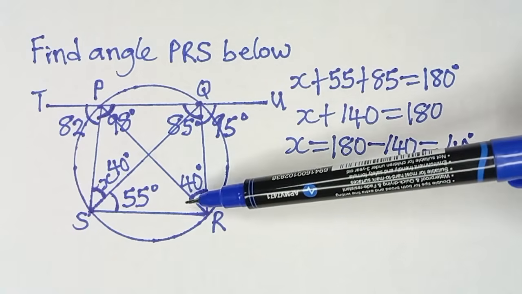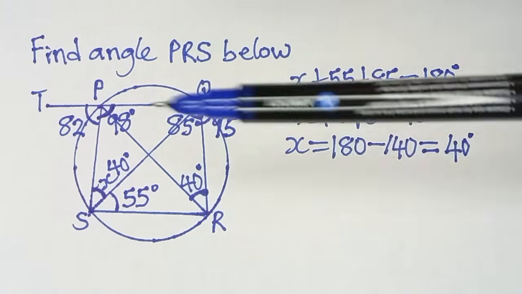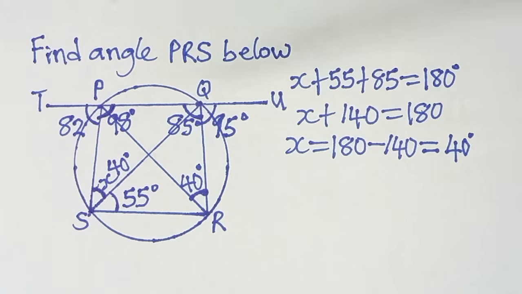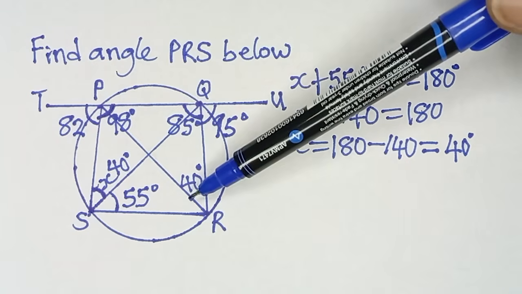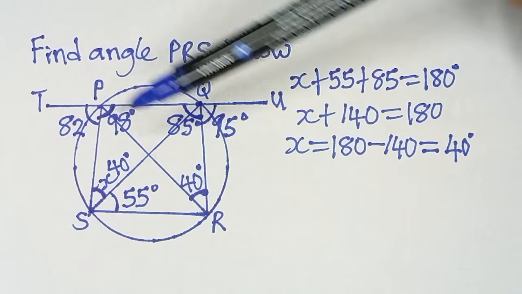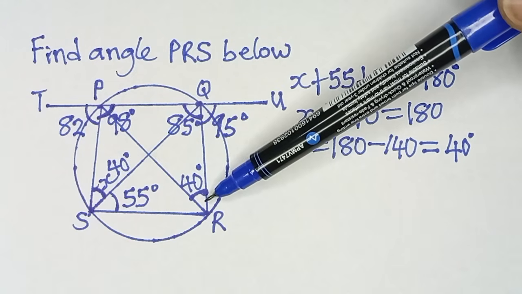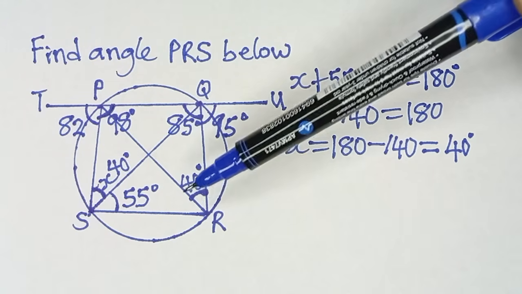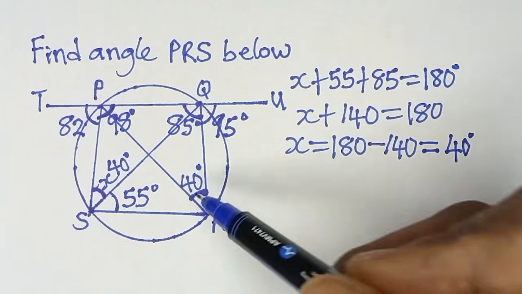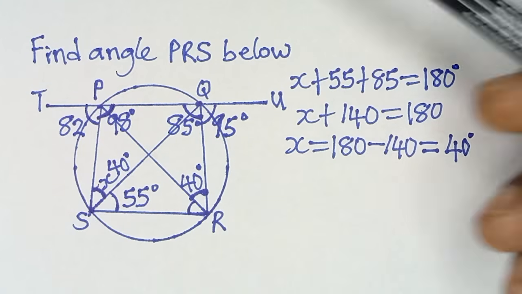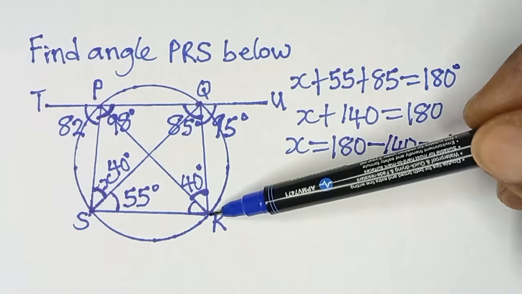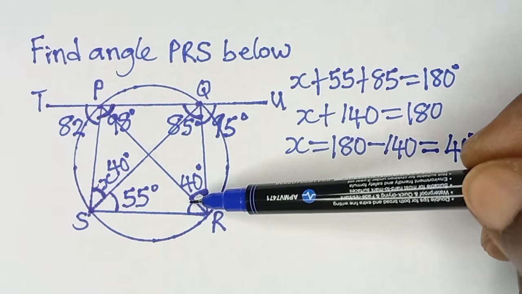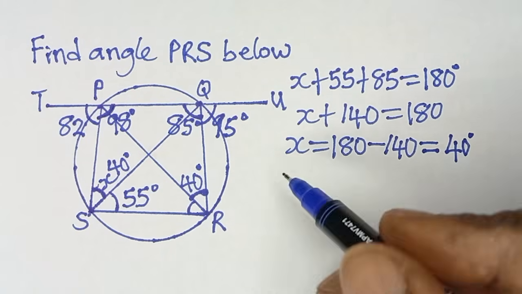So now finally, let's look at these two opposite angles of the cyclic quadrilateral. Don't forget we have used these two opposite angles. Now we are using these two opposite angles. Don't forget the opposite angles of a cyclic quadrilateral are supplementary, meaning that they add up to 180. So this is the angle that we are looking for from the question. It says find angle PRS. So this is the angle that we are looking for.